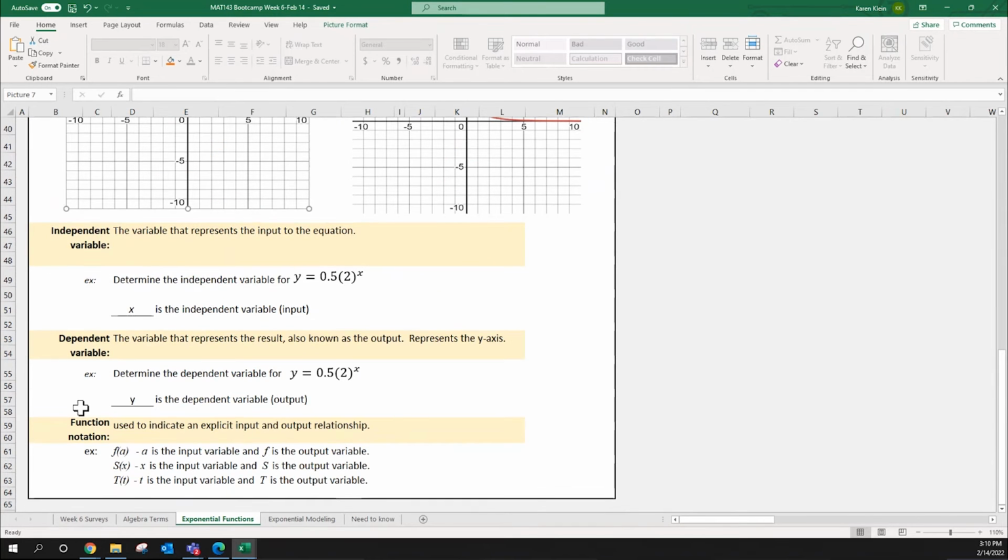Just like with our linear, we have our independent variables and our dependent variables. Our independent are going to be those inputs. My dependent are going to be the outputs. These are the same definitions as we had for linear. The other thing I just want to point out, just like last week, is function notation. Sometimes you'll see us use y. Sometimes you'll see us use f of x or f of a, s of x, t of t. Basically, this is more of a descriptive label for the problem that we're trying to solve or model. And we're using function notation to explicitly show you which variable is the input and which variable is the output.